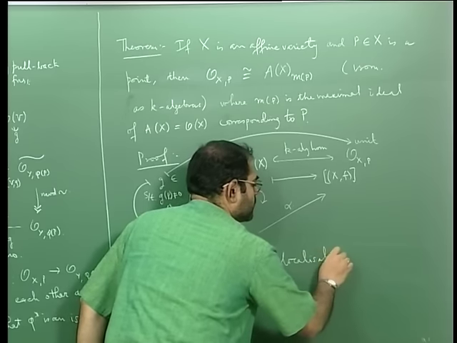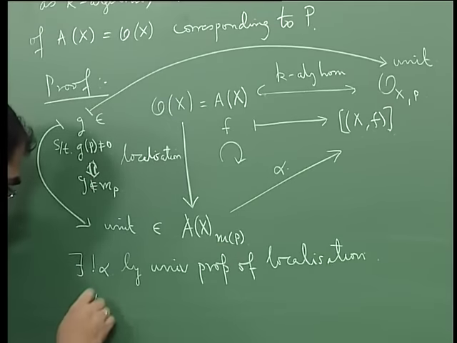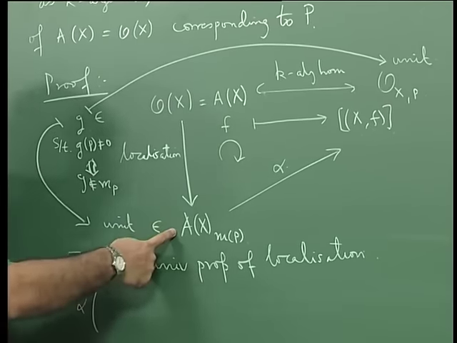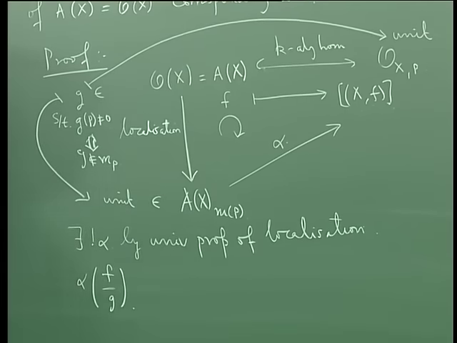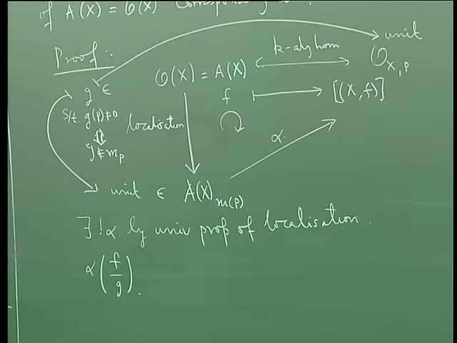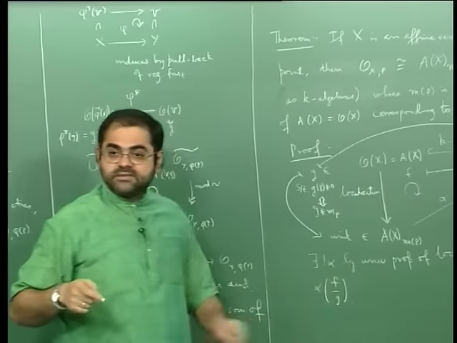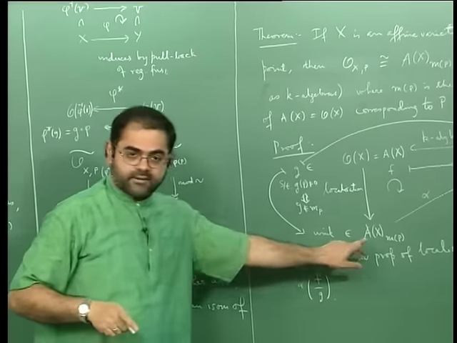And it is very easy to write down what that alpha is. See, an element in the localization will look like f by g, okay, where f is a regular function, g is a regular function, but g is not in mp, that means g does not vanish at p, that is how elements here will look like, okay.